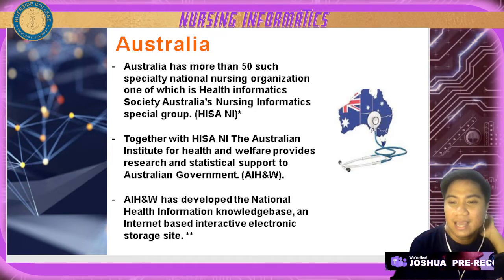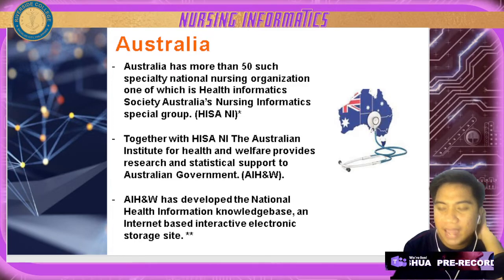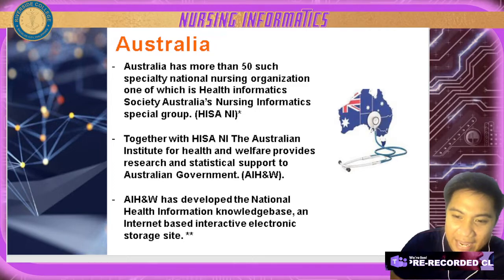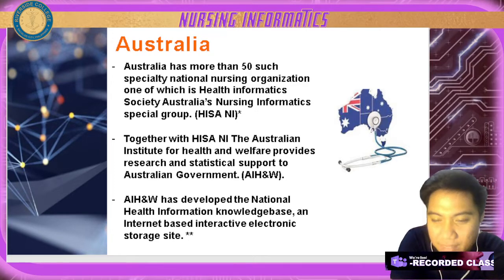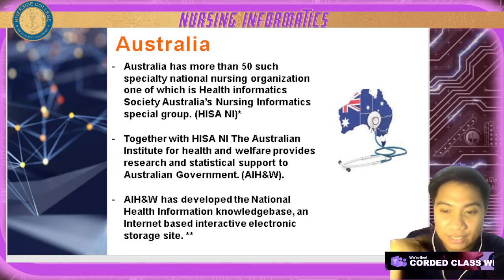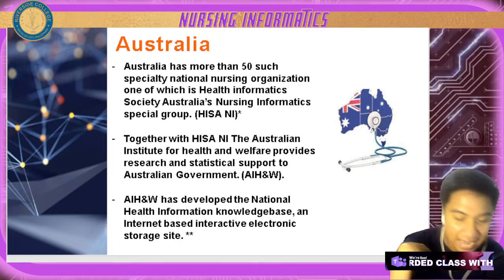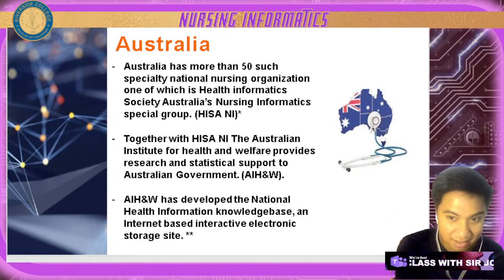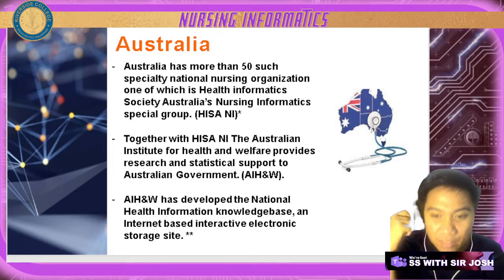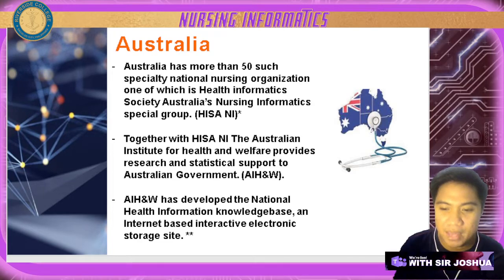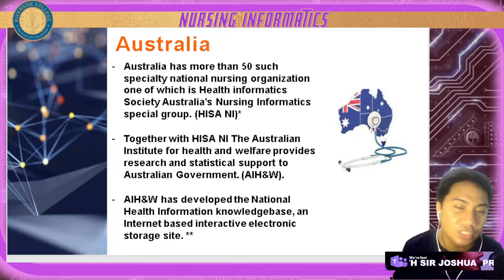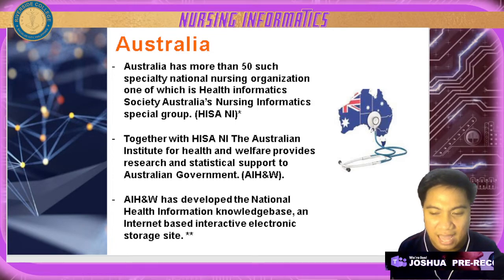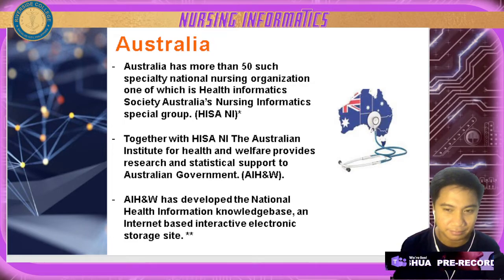Okay? So together with your HISA-NI, the Australian Institute for Health and Welfare provides your research and statistical support to the Australian government or your AIHW. So this has developed the National Health Information Knowledge Base, an internet-based interactive electronic storage site. Kanami iya kay do may website sila ya that contains all the national health information systems. So in 1993, your AIHW signed an agreement to improve quality and cooperation in the development of your national health information. So this now provides national infrastructure needed to provide your high-quality health data and electronic health records.